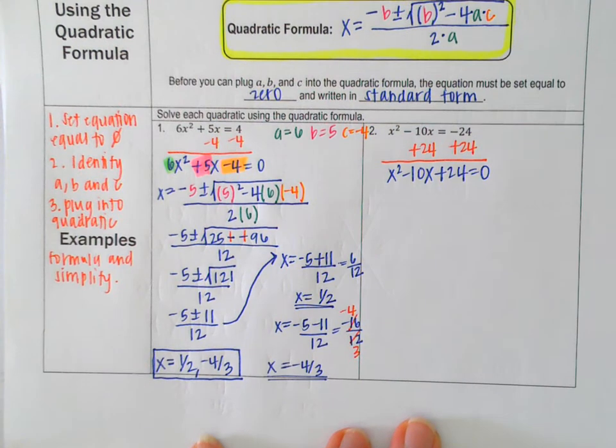Okay, now what I want you guys to do, I want you to pause me here. I want you guys to think about what's your A, what's your B, and what's your C. So pause, think about what's A, what's B, and what's C.